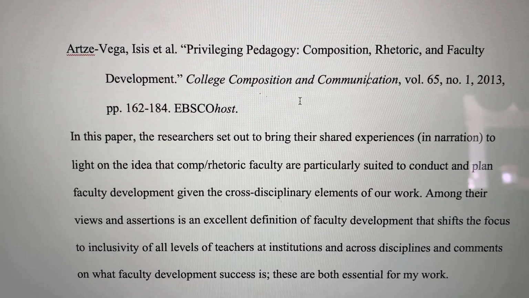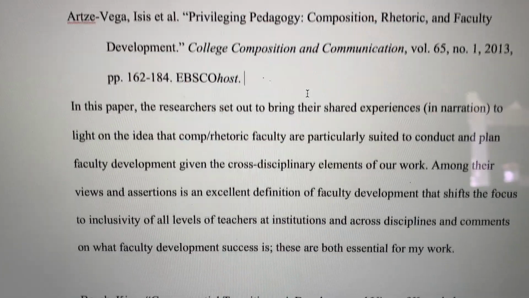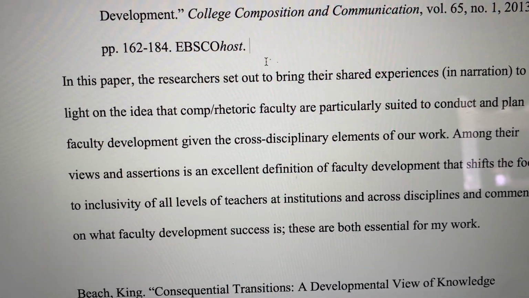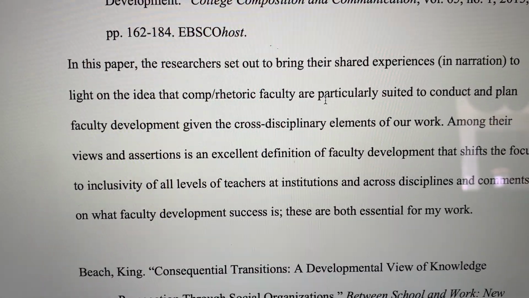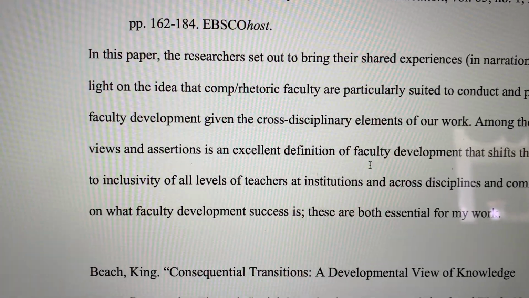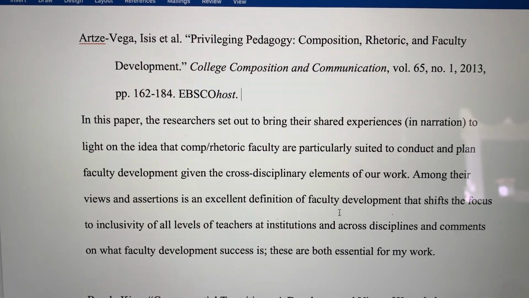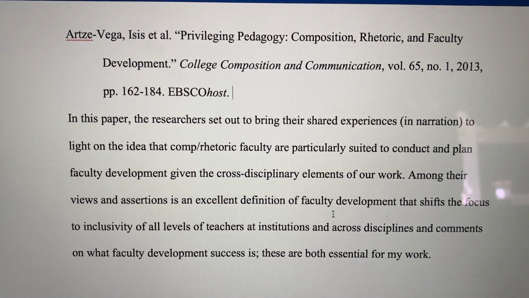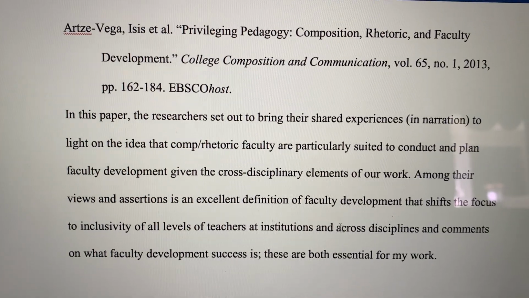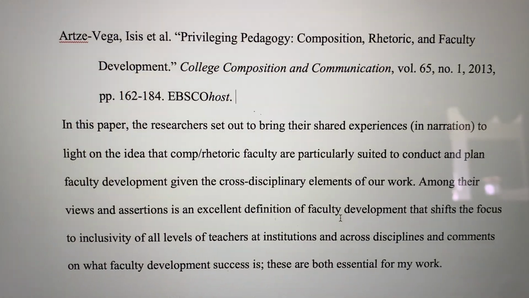It came from College Composition and Communication. That's a peer-reviewed source. And then I said, in the paper, the researchers set out to bring their shared experiences to the idea that comp-rep faculty are particularly suited to conduct faculty development. And I give this information. Notice that in my little annotated bibliography here, I don't have that quote. In the original one, I probably did have that quote and then just copied and pasted it.